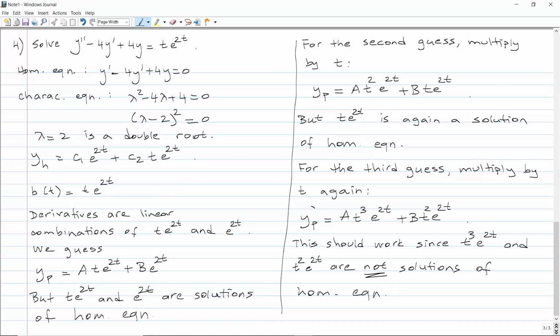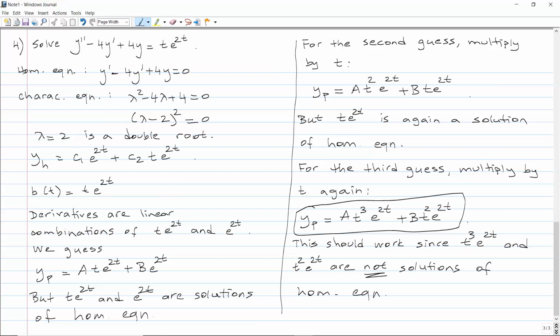So we take this form for the particular solution, and again, by taking the derivatives and plugging them into the differential equation, we find the coefficients a and b. This part, in this example, is going to be a little bit long compared to the previous examples, but it is straightforward.